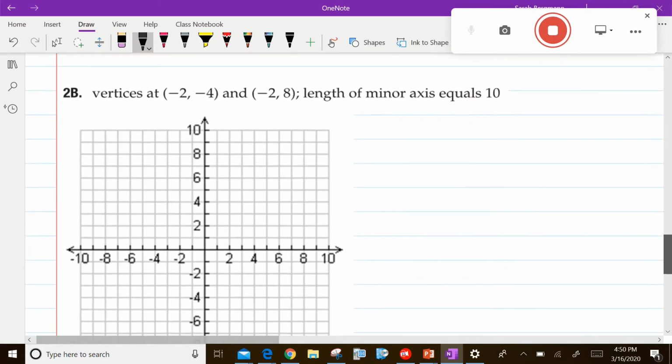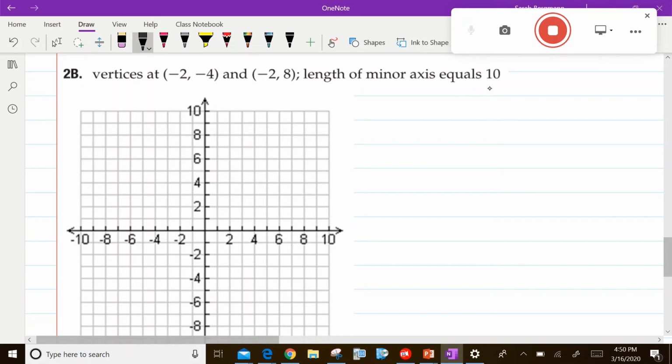All right, final problem for today. My vertices are at (-2, -4) and (-2, 8). My length of my minor axis equals 10. Since it's the minor axis, that means that 2b is equal to 10. Therefore, b is equal to 5. If I know my vertices, I know that from one vertex to another is equal to 2a. So you could either find the distance between those or just count. I see that 2a must be equal to 12, therefore a must be equal to 6.